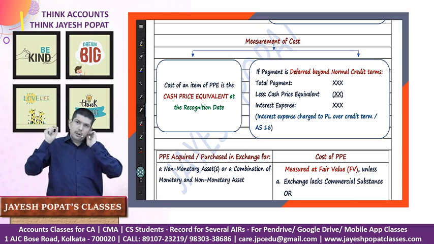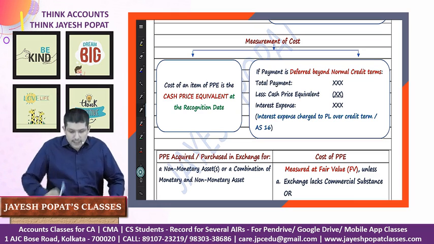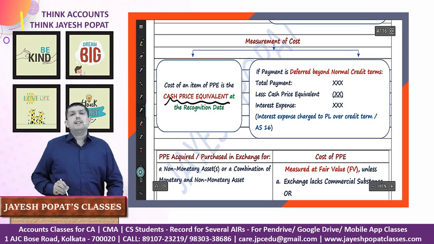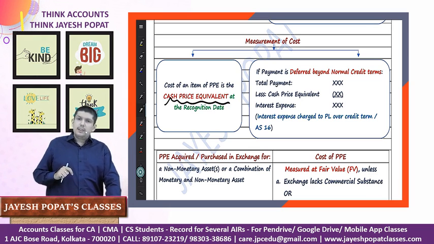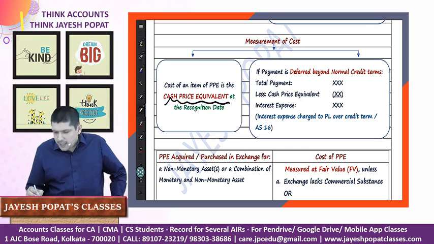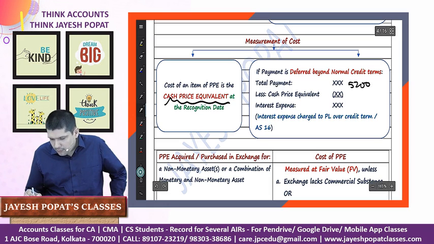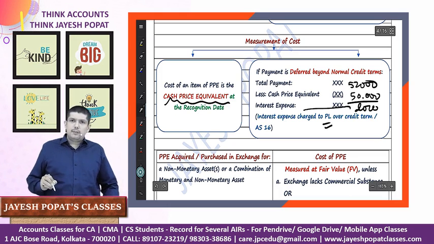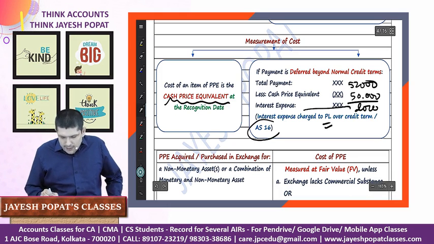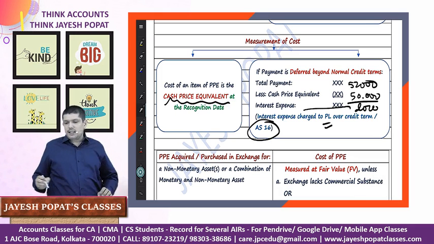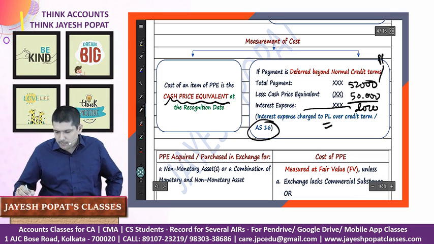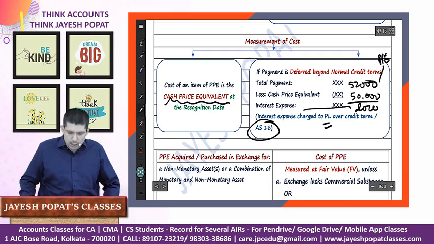So it says when you are talking about the cost of an item of PP, always consider the cash price equivalent as the price of the PP. When the interest element is included therein, you will not consider that interest element as the cost of the item of PPE. So if I am making a payment of 52,000 total to the vendor, and the cash price equivalent is 50,000, 2,000 will be considered as interest expense which will be charged to the statement of profit and loss, or if it's a qualifying asset, it will be dealt with as per accounting standard 16, but the cost of the PPE will be considered the cash price equivalent.